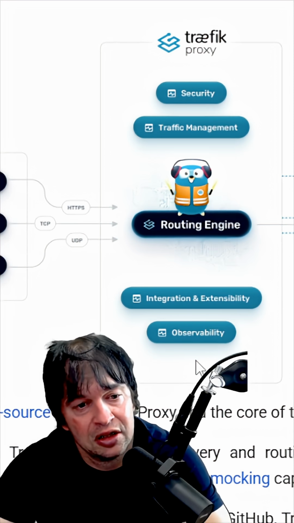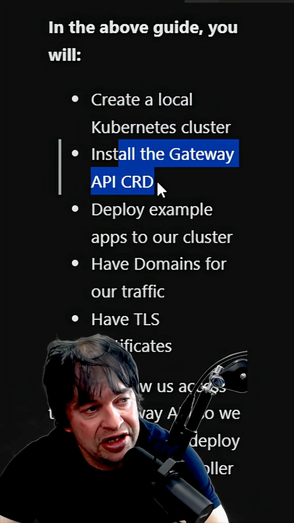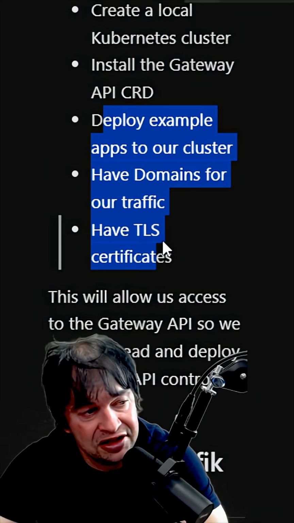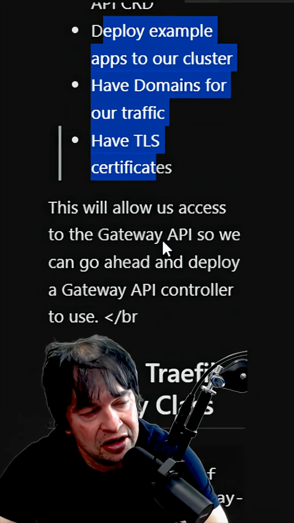In my video on the introduction to Gateway API, we create a local Kubernetes cluster, we apply the Gateway API CRD, we deploy some example applications, and we have a domain and TLS certificate ready. We then install a Traefik gateway class that defines the implementation of the gateway controller we'll be using, as well as a Traefik gateway. Our Traefik gateway defines how we allow traffic to come into our cluster using listeners. So we have HTTP and HTTPS pointing to a TLS certificate.